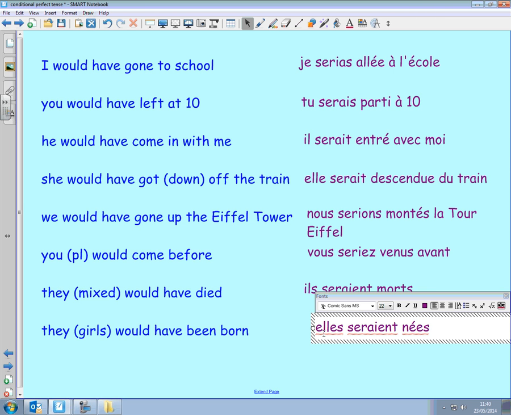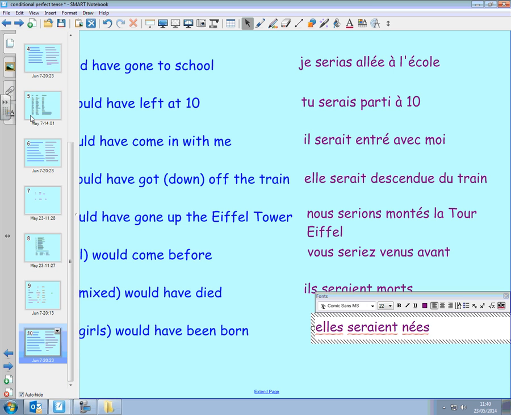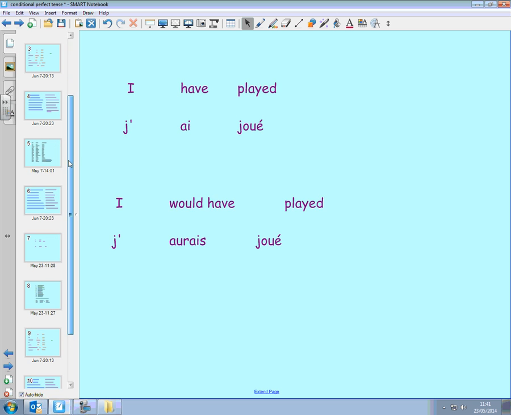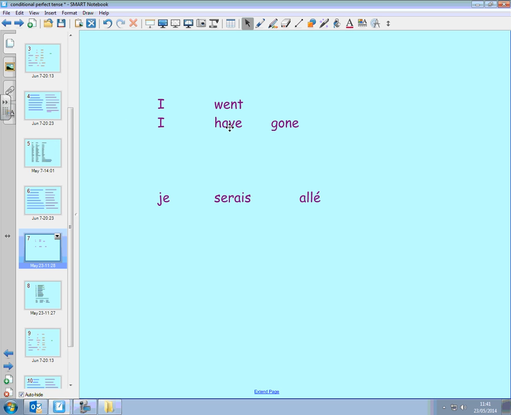Okay, so this is all the conditional perfect tense. It says I would have done something, but you must remember you either have your avoir verbs, which work with I would have and the past participle, or you have your être verbs, which take I would have, but they take the verb to be. So I would be and your past participle. So have a think of a sentence and have a go yourself.